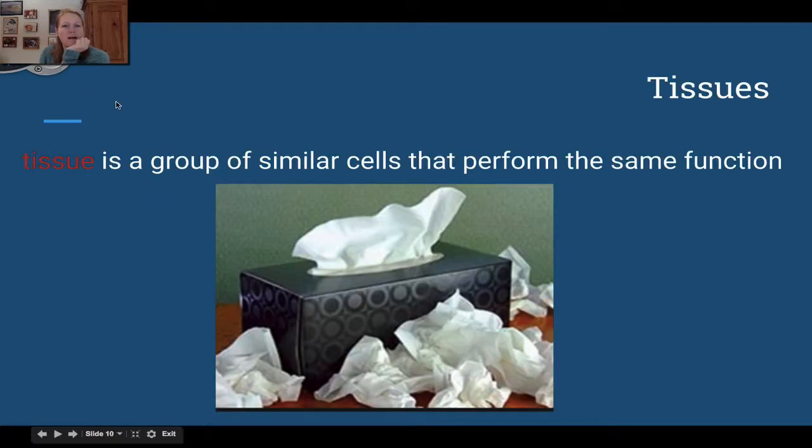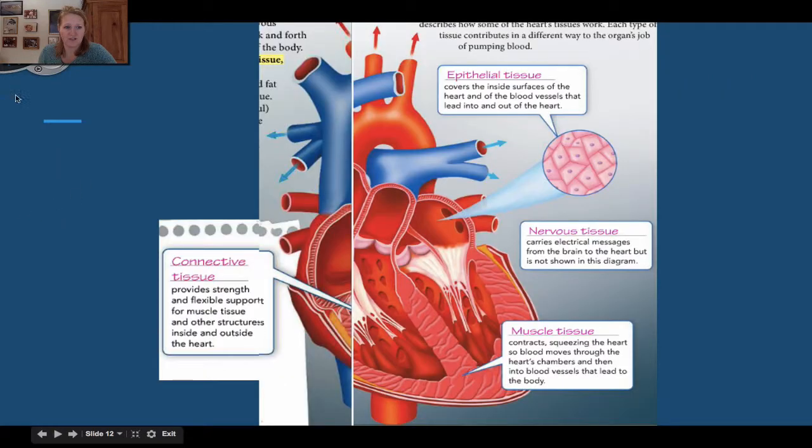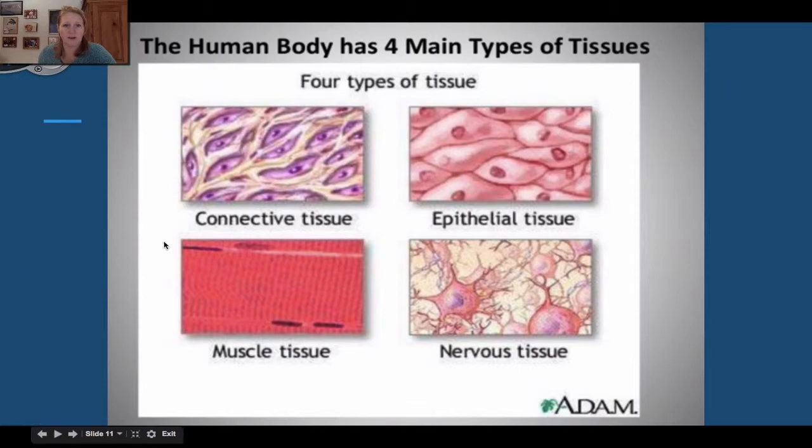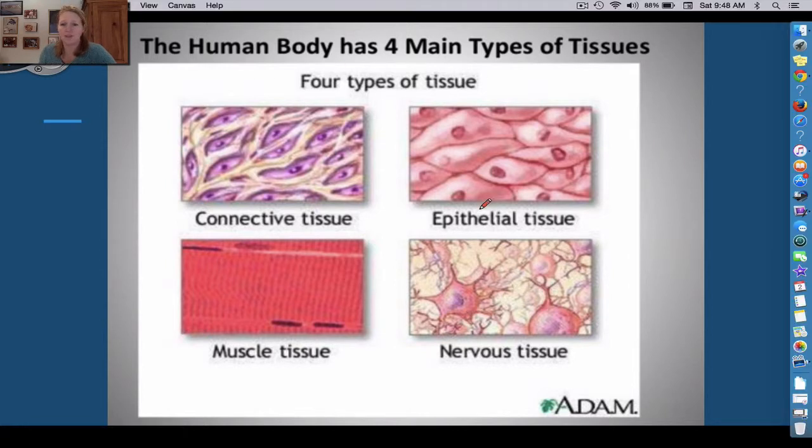So to come to the next category within that organization, we said cells. Cells make up tissues. I was just being funny with this tissue box, but a tissue is a group of similar cells that perform the same function. So to protect the organ, to do any of those things, they'll have a certain function to do. So here we go back. The 4 types of tissues are right here. These are the 4 types that I'd like you to know.